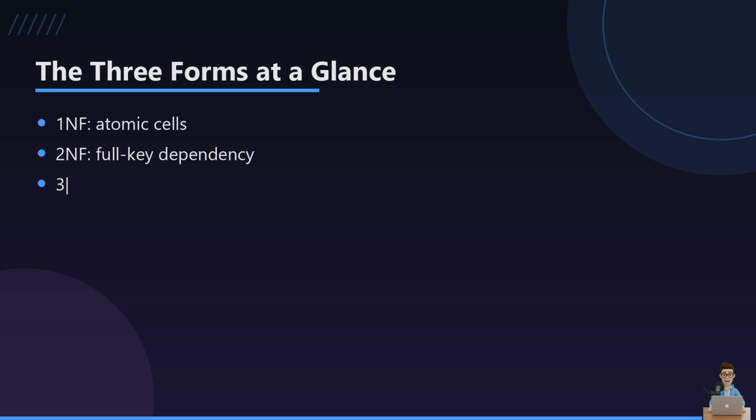Let me tie a bow on it. 1NF says one value per cell. 2NF says non-key columns must depend on the whole key. 3NF says no non-key column may depend on another non-key column. Say them like a ladder, atomic, whole key, nothing but the key.